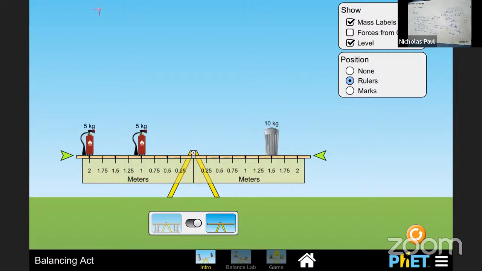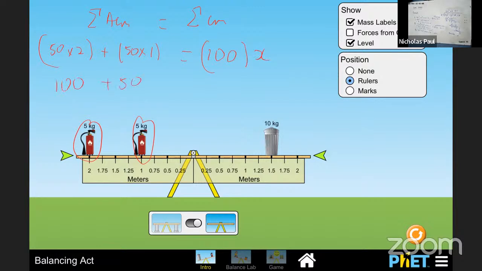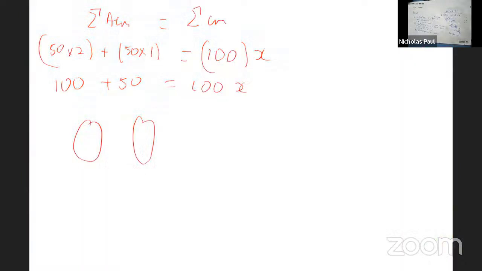So again, you write the formula. Sum of the anti-clockwise moments is equal to the sum of the clockwise moments. So it will be 50 by 2. That's for this one. Plus 50 by 1. That's for this one. Is equal to 100 by x, since we're trying to find x. So this is 100 plus 50 is equal to 100x. 150 is equal to 100x.